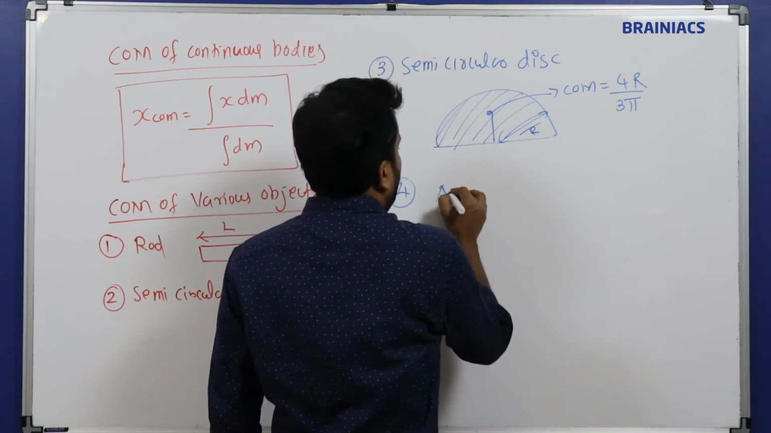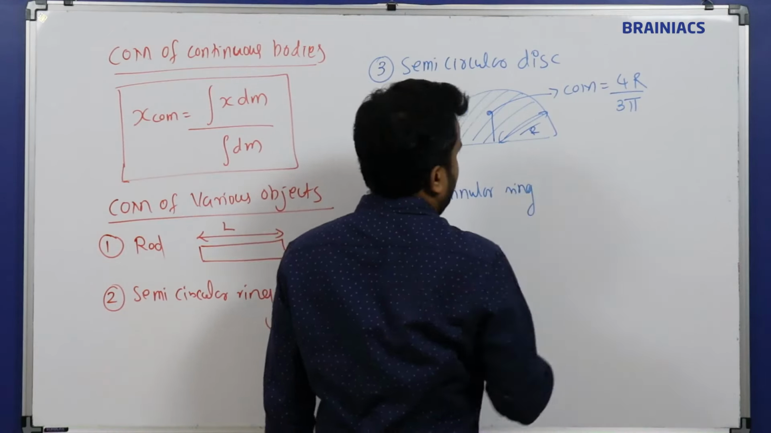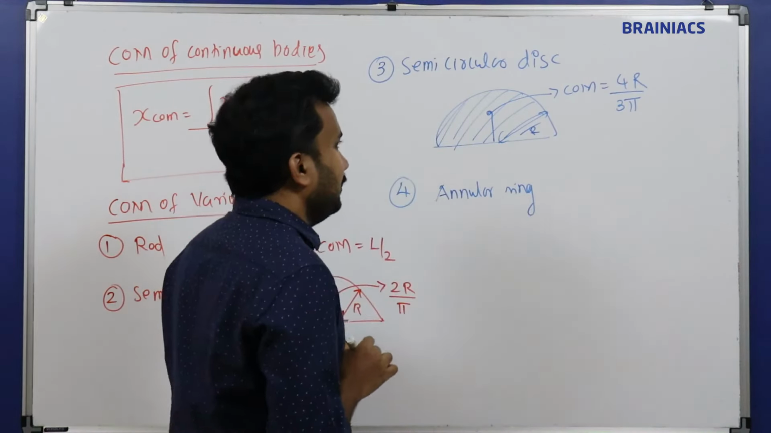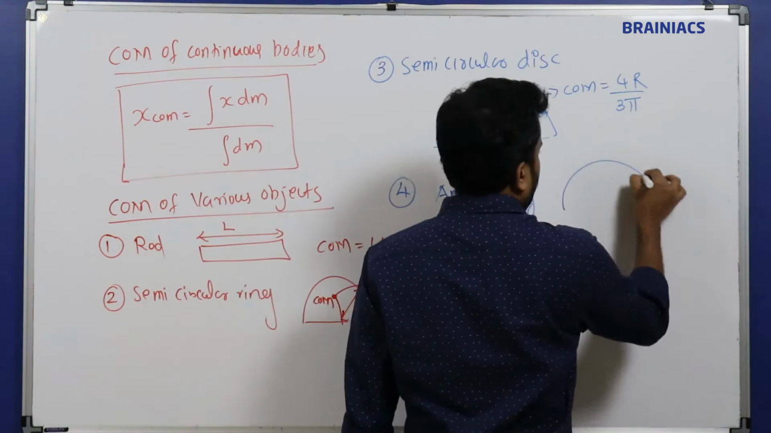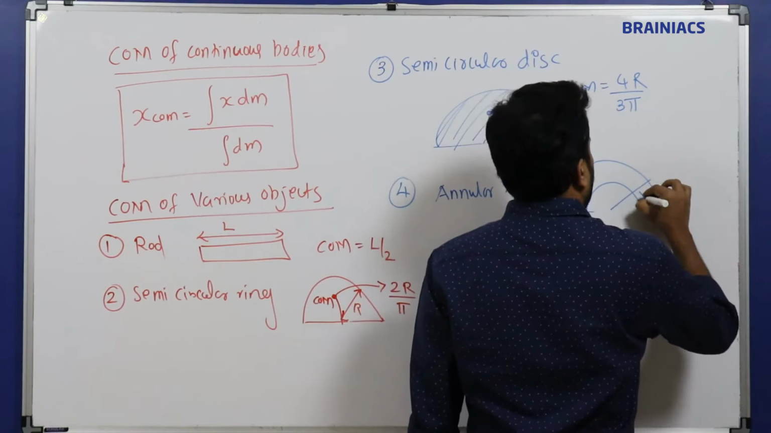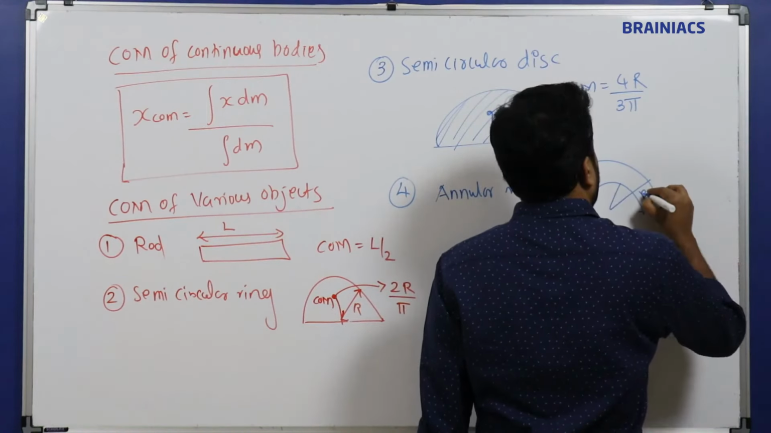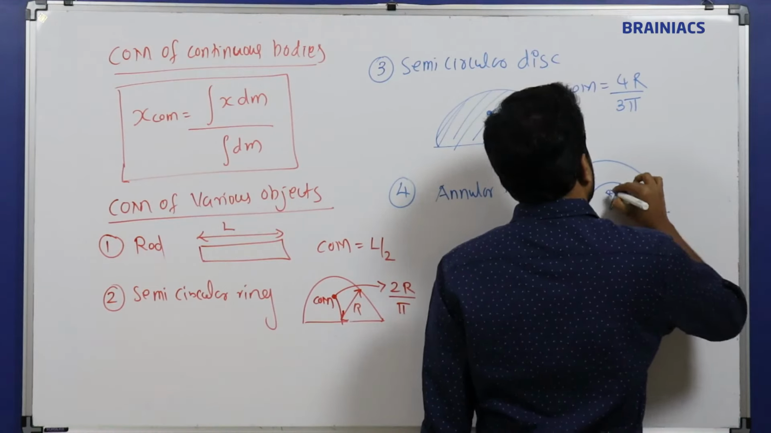Next one, annular ring. This is very important. We cannot say, but it is one of the toughest questions, so you have to remember this. The first one is R1, the first body. Sorry, R2. Bigger radius is R2, and smaller radius is R1.